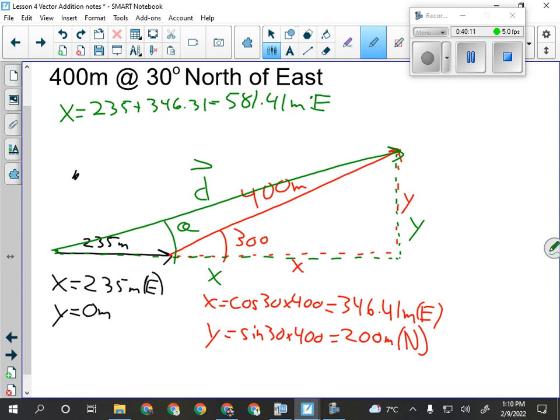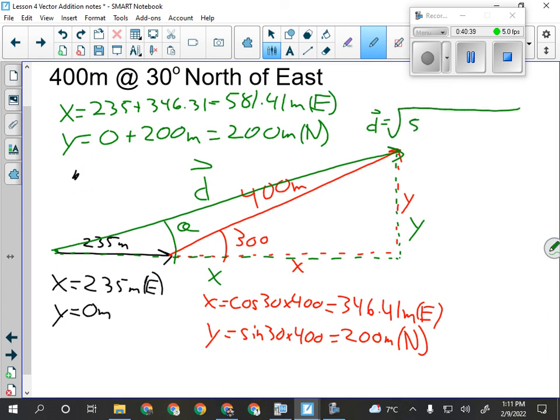meters east. And to calculate green y, well, green y is 0 plus 200 meters. Well, that's pretty easy. 200 meters north, because the black vector didn't have a y component. So now I've got the two sides of my overall triangle. Now I can go to Pythagorean theorem and get the magnitude. So 581 squared plus 200 squared.